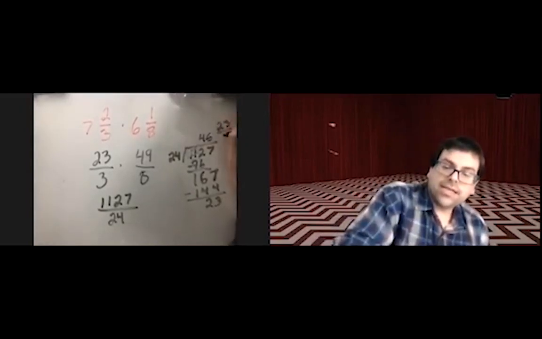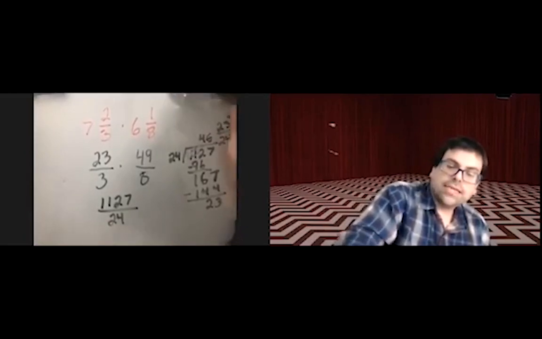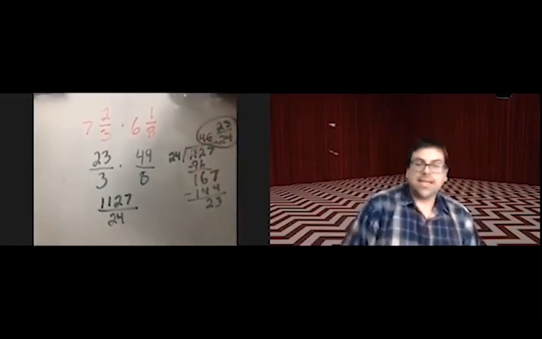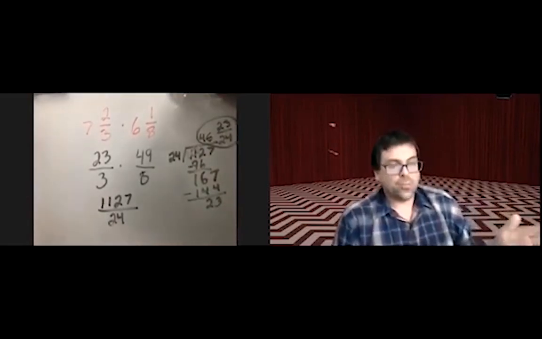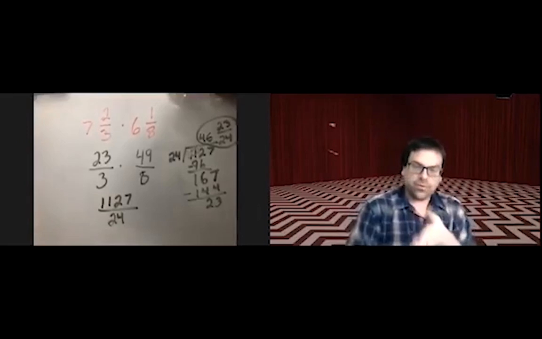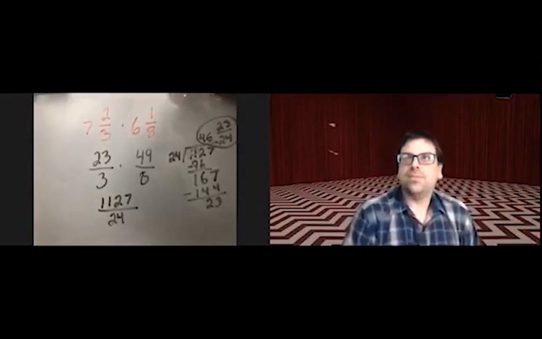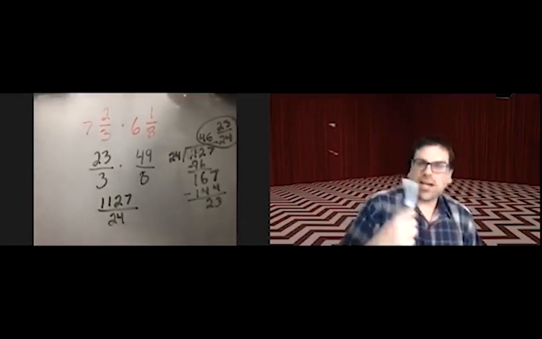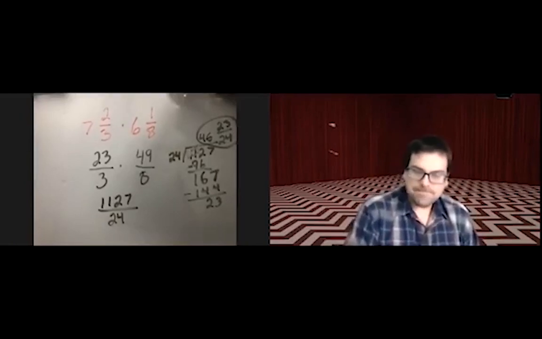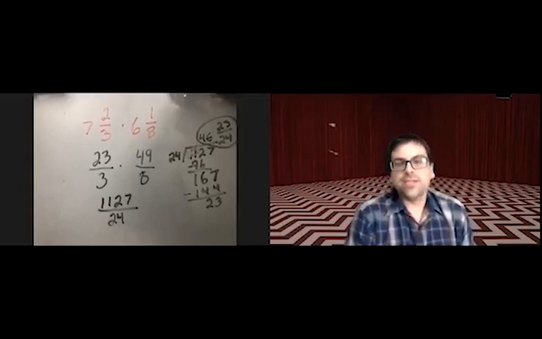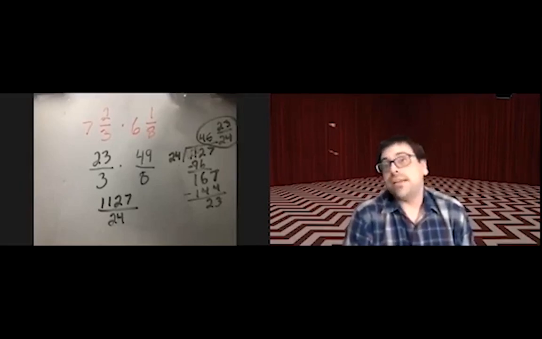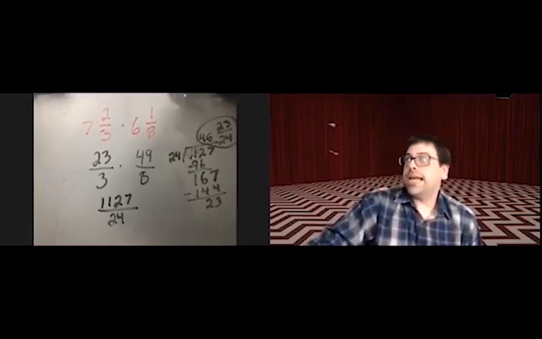46 and 23 24ths is the answer. Not 42 and 1/12. 46 and 23 24ths. This time, the correct way is actually closer to the estimation. But it's not meant to see which answer is correct. It's meant to make sure that we're in the ballpark. And 46 and 23 24ths is definitely in the ballpark of 48.